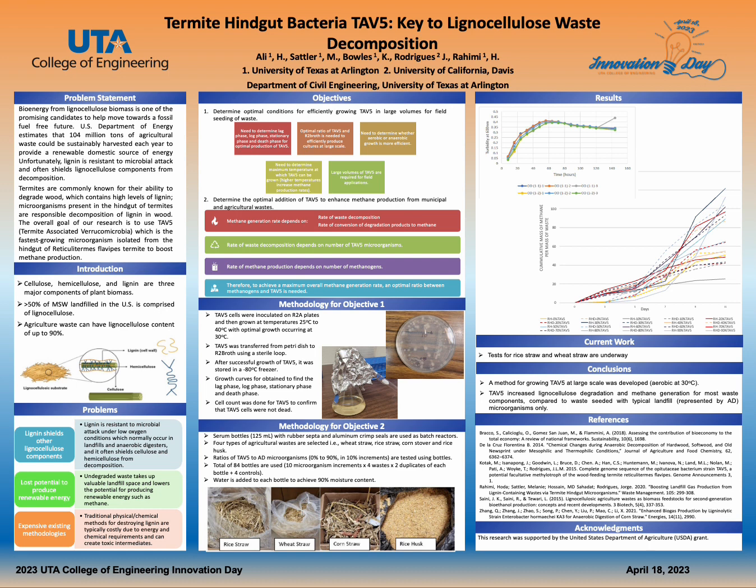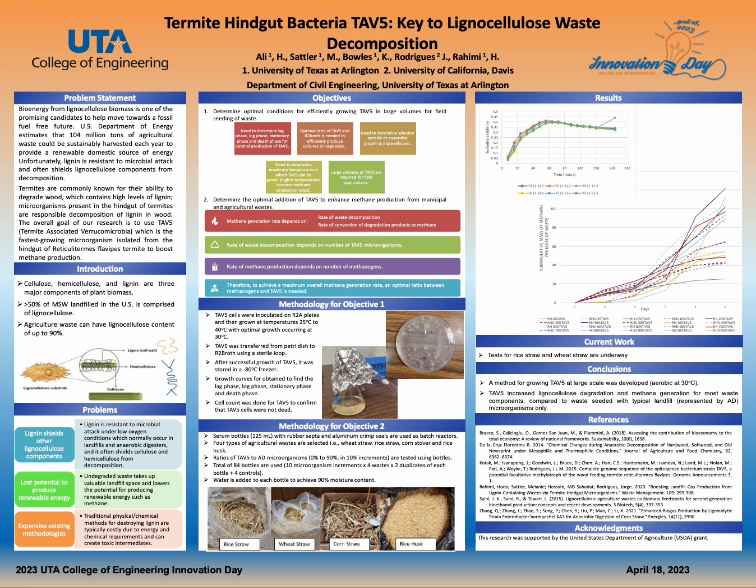Therefore, the overall goal of our research is to use Tab 5, which is the fastest growing microorganism isolated from the hindgut of Reticulitermes flavipes termite, to boost methane production. Coming towards the introduction, we know that there are three major components of plant biomass, which are cellulose, hemicellulose, and lignin, as shown in the figure.